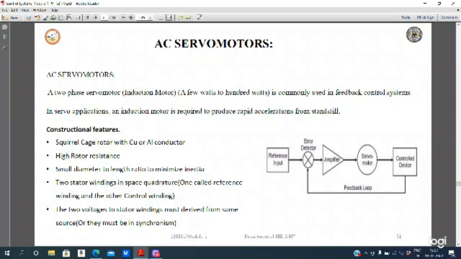Two stator windings in space quadrature, one called the reference winding and the other called the control winding. As we see in the laboratory, because all of you are going to do this experiment there, we have a reference winding and a control winding. To the control winding we apply some voltage, and according to that, the reference winding determines how much voltage is required to energize. The two voltages to the stator windings must be derived from the same source, or they must be in synchronism.